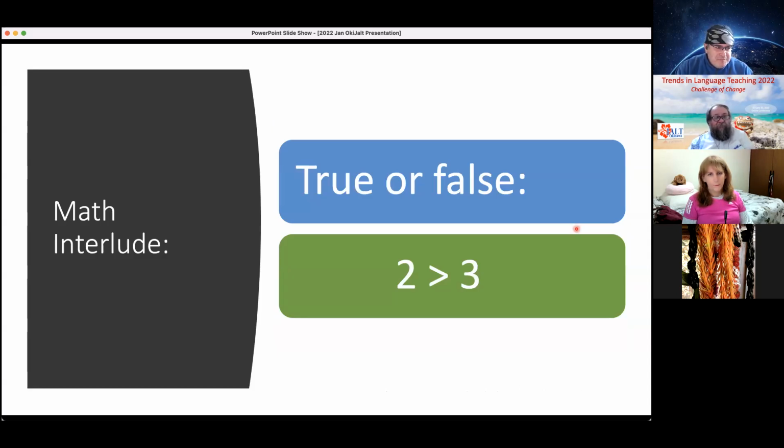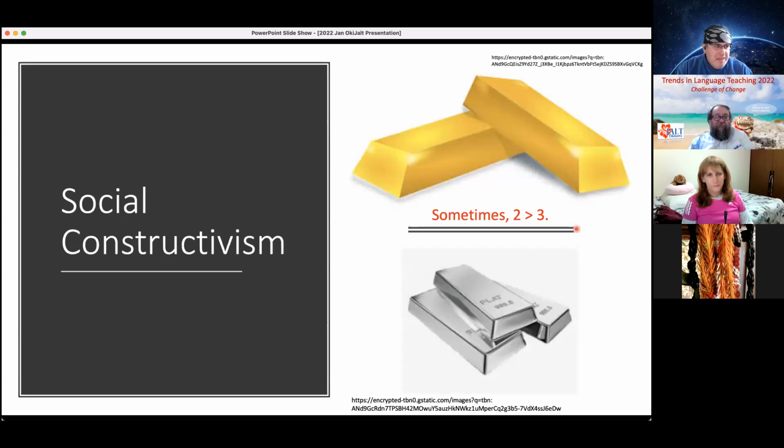True or false? 2 is greater than 3. Is this a true statement? I think most of you would probably say no, but that's not always the case. Sometimes 2 is greater than 3. Maybe I misread that last slide, but 2 bars of gold would be greater than 3 bars of silver. If I'm going to have one or the other, I think I would prefer the 2 bars of gold.